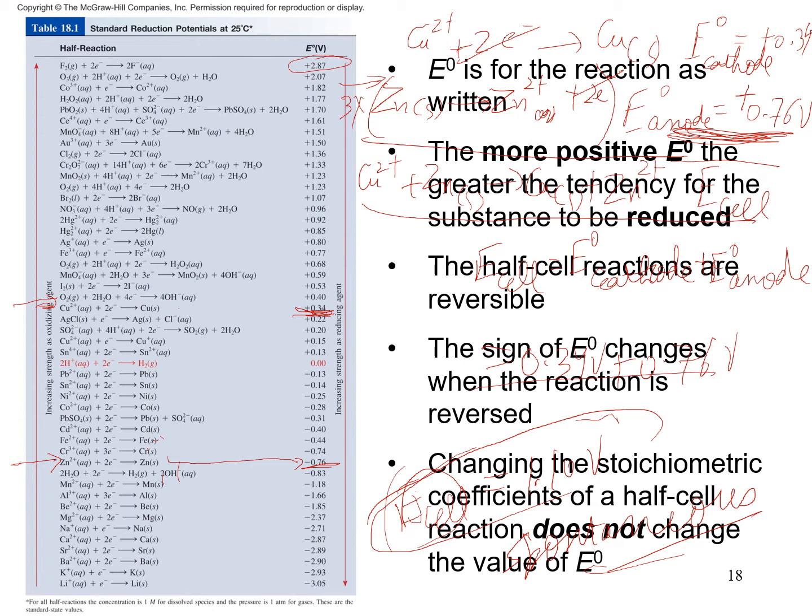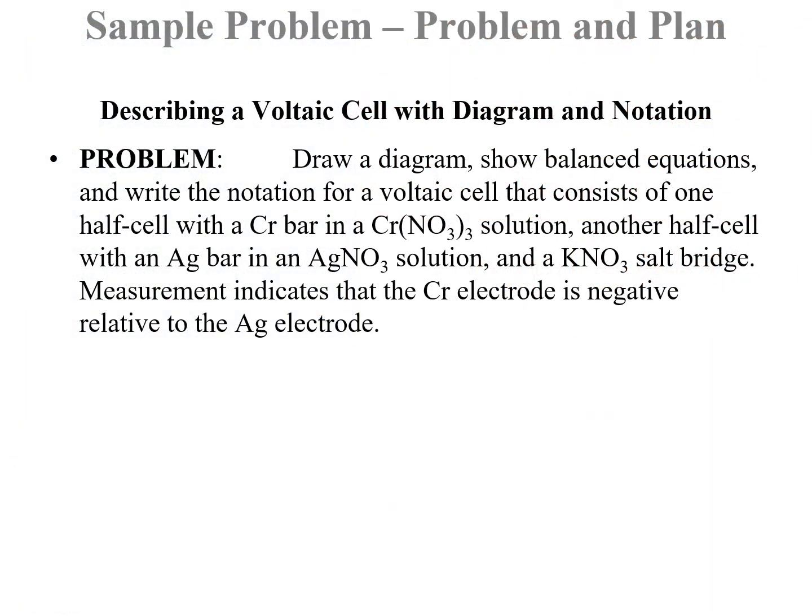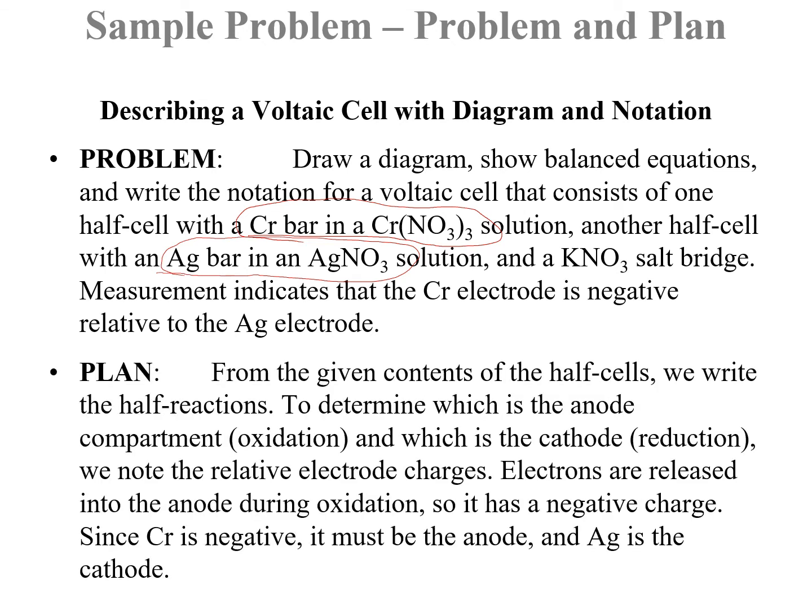All right, let's try one example. First is a simpler example. Draw a diagram, show the balanced equation, and write the notation for a voltaic cell that consists of one half cell with a Cr bar in Cr(NO3)3, so chromium nitrate, another half cell with silver in silver nitrate solution, and a potassium nitrate salt bridge. Measurement indicates the chromium electrode is negative relative to the silver electrode.